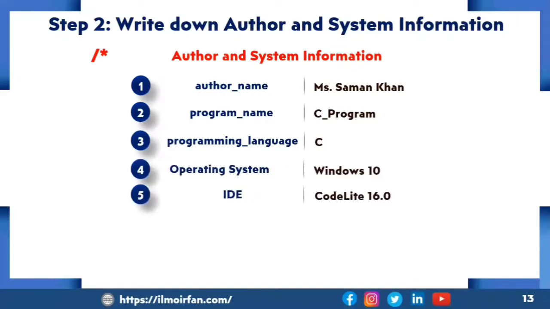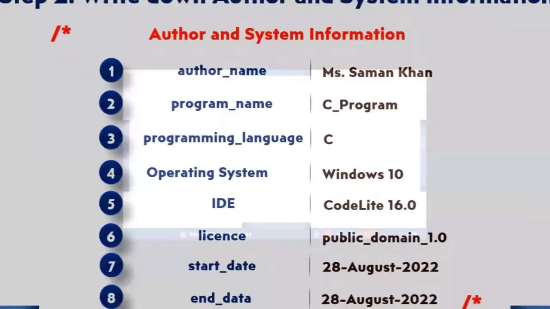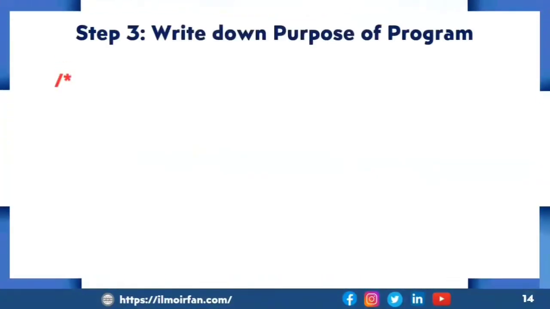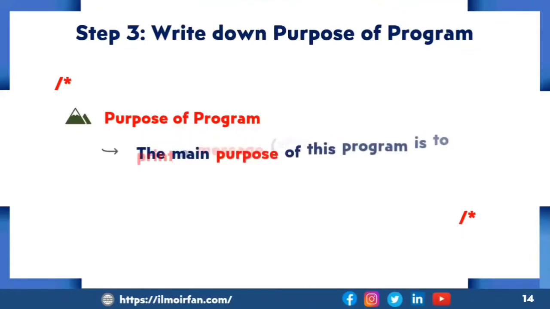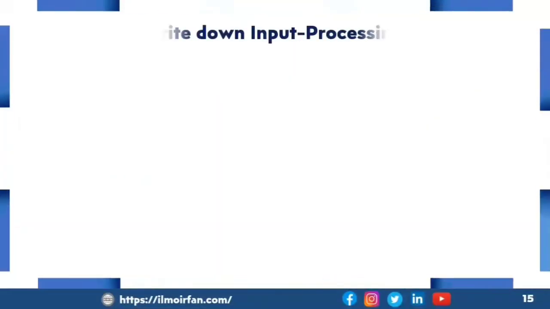IDE used is CodeLite 16.0. License is public domain 1.0. Program start date is 28 August 2022 and end date is 28 August 2022. Step 3, write down purpose of program. Again, the purpose of program is written in multi-line comments. The main purpose of this program is to print a message or string on the output screen.